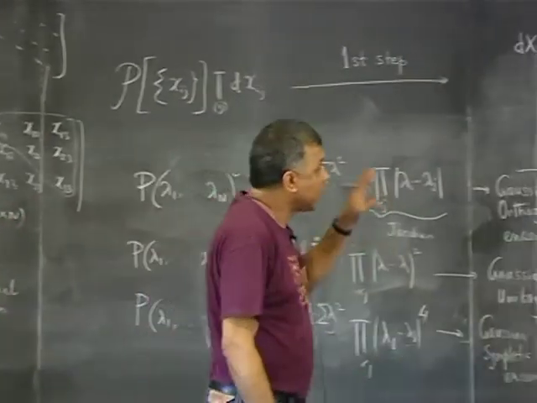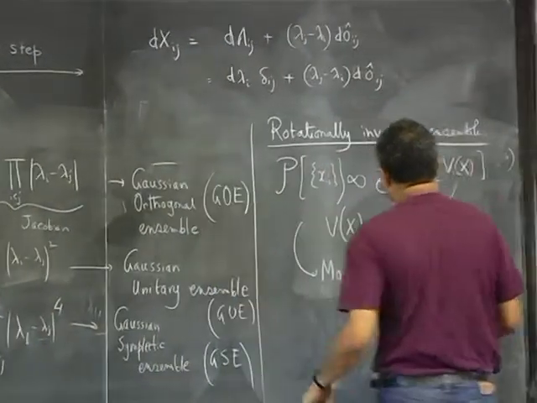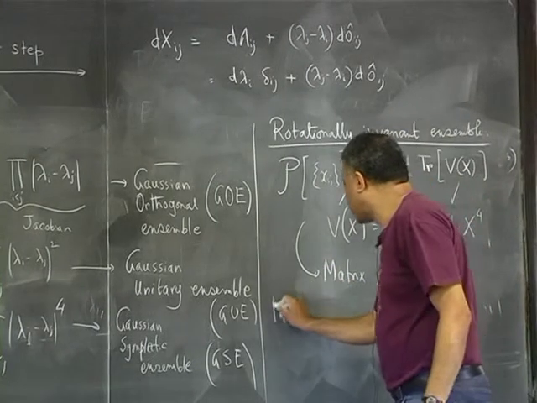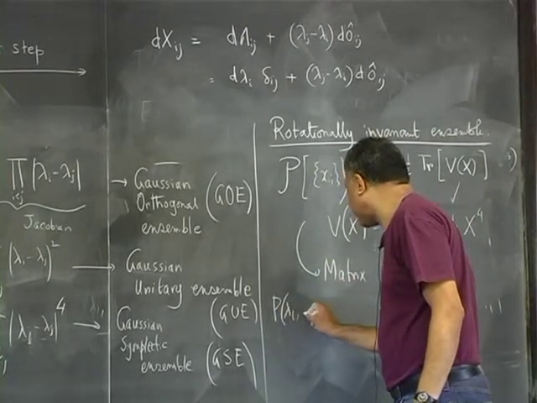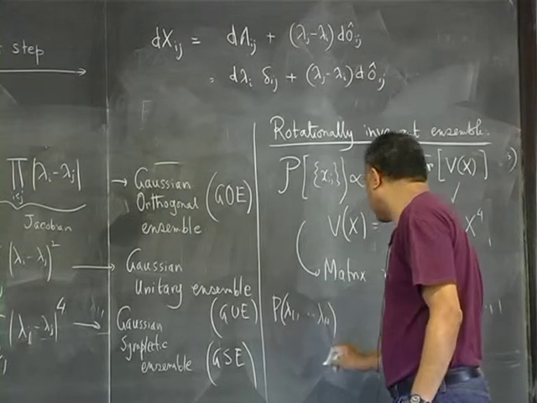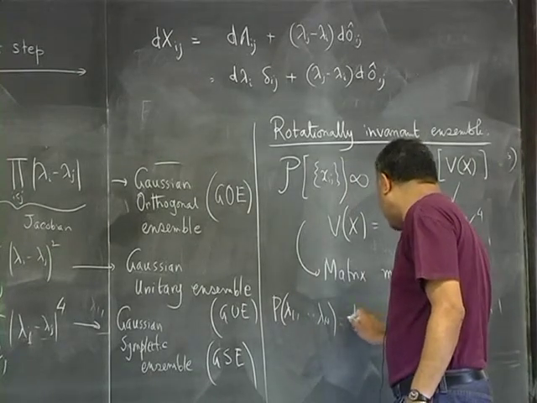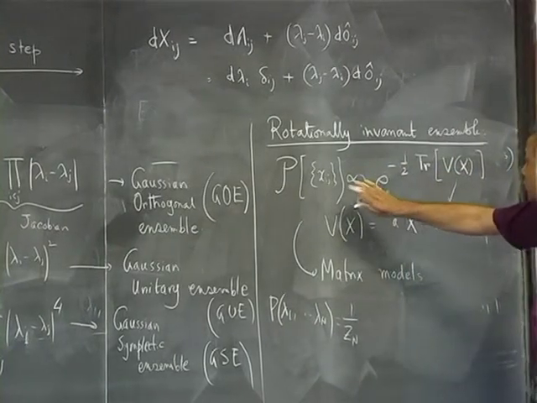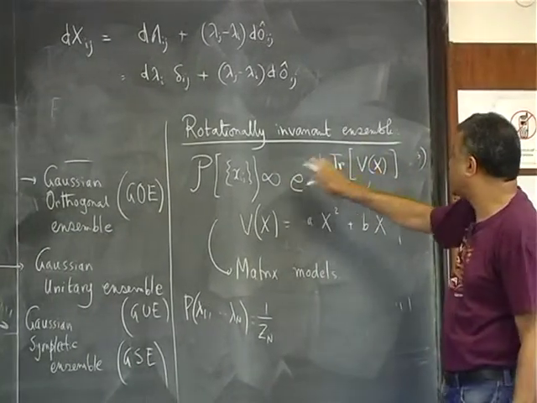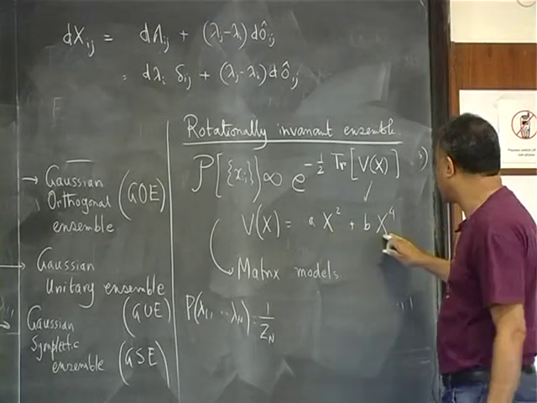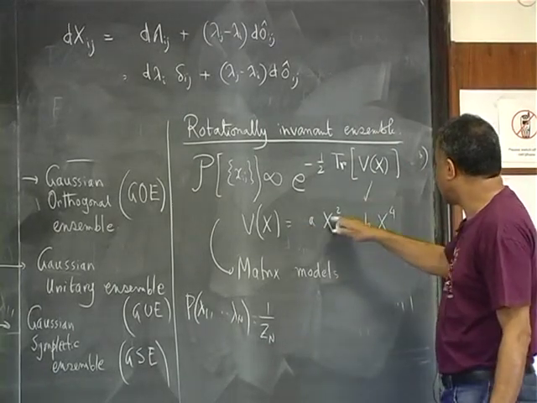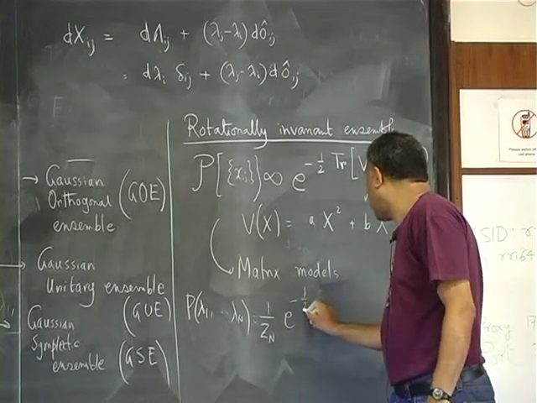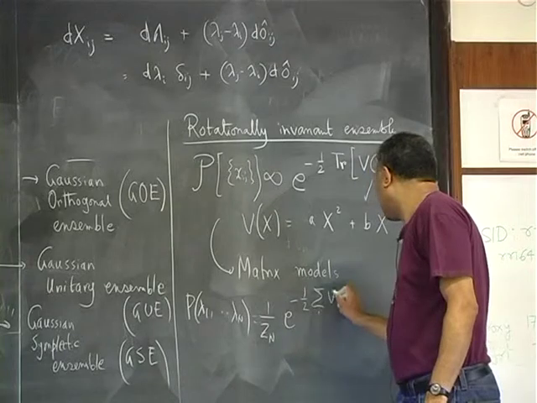So for such rotational invariant examples, matrix models generally, if I ask what's the joint distribution of eigenvalues, again up to some normalization constant. So as I said, think of making a change of variable. When you make this change of variable, because of the polynomial structure, the trace of that, you see that this depends only on the eigenvalues. So this will be just e to the power minus half summation over i of V of lambda i.